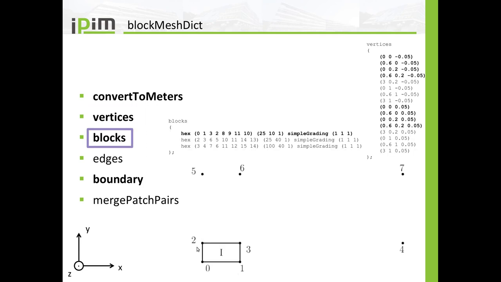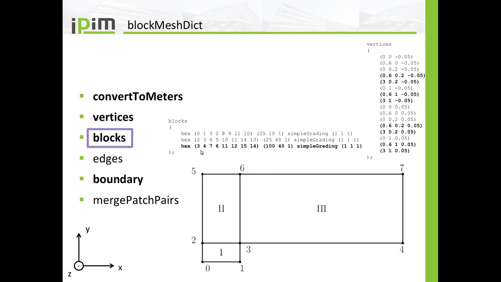The second block is made up by the vertices 2, 3, 6, and 5, and by the other four vertices with 10, 11, 14, and 13. And the third block is made up by the vertices 3, 4, 7 and 6 and 11, 12, 15 and 14. Now take care of the orientation of the vertices.